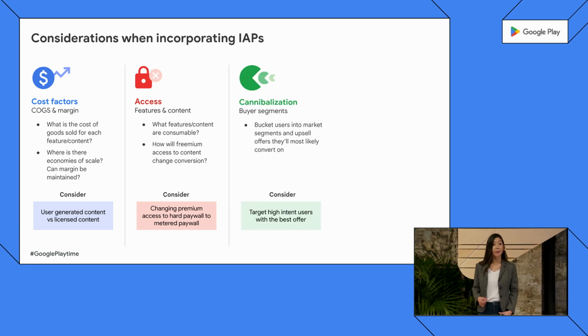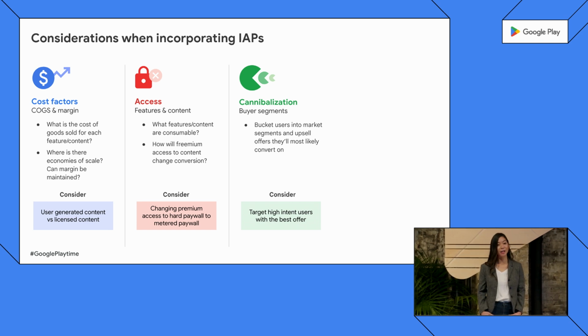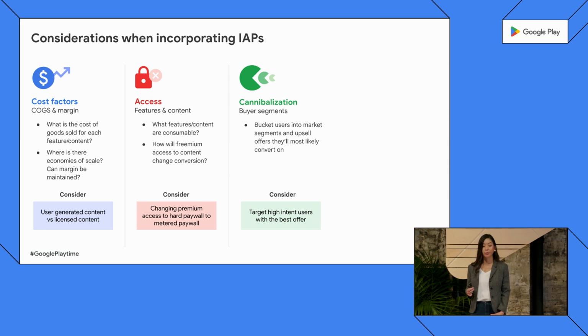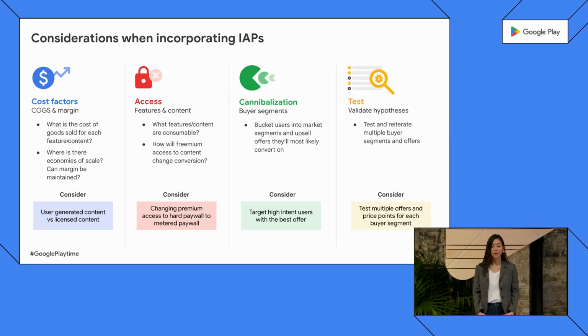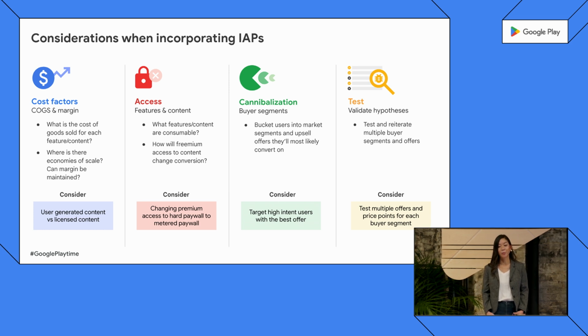Of course, cannibalization of a subscription business is always a key concern. Here's where I think about buyer segmentation. Can you segment users so that IAPs are only available to users who've declined the subscription, and then upsell the subscription once IAPs are consumed? And finally, this goes without saying: test, validate, and reiterate.